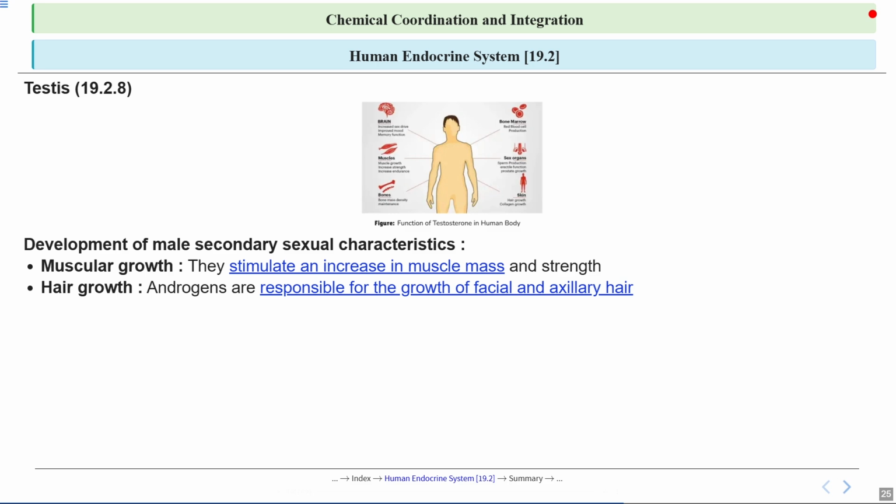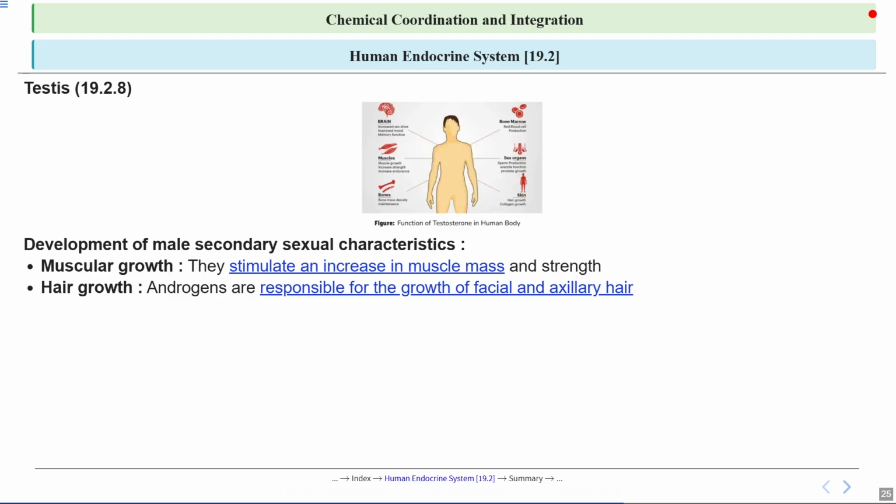Then hair growth. We know androgens, which are male sex hormones, play a key role in the growth of facial and axillary, or underarm, hair in both males and females. These hormones stimulate the hair follicles, encouraging them to produce thicker and darker hair. This process is part of the development of secondary sexual characteristics during puberty, where androgens also influence muscle growth, voice deepening, and other physical changes. In females, androgens are present in smaller amounts, so the growth of facial and axillary hair is usually less pronounced compared to males.